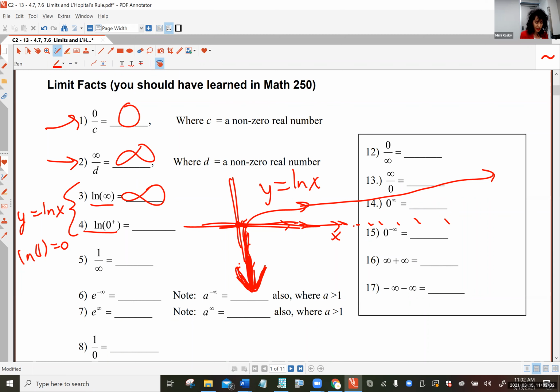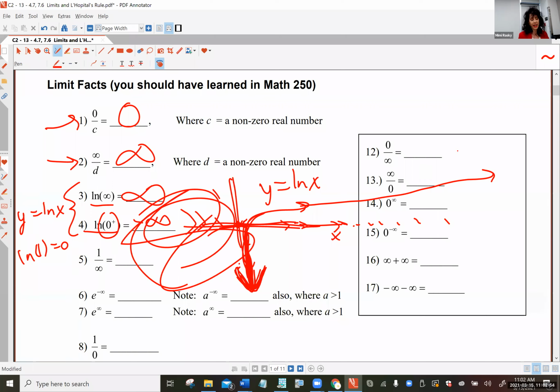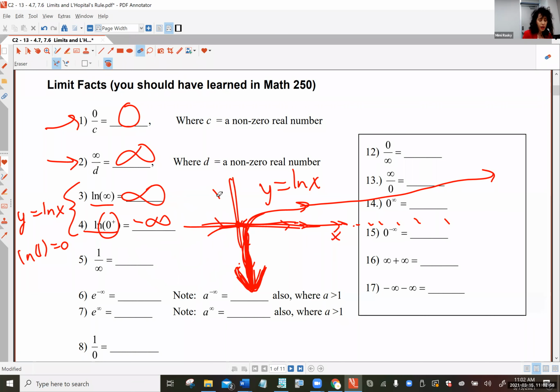I'm giving you a hint here. Negative infinity? Yes, it's going down, down, down to negative infinity. So ln of 0 is negative infinity because the graph is just going down, down, down. And we're approaching 0 from the right, with that little superscript plus sign, because you can't approach from the left. There is no graph over here. There's no ln x graph, so it would make no sense to have ln of 0 approaching from the left-hand side.